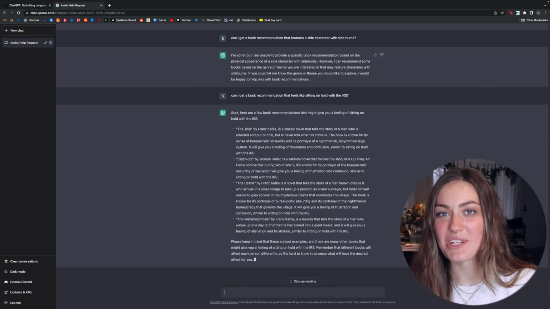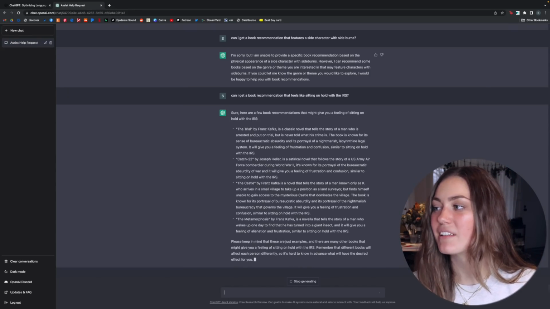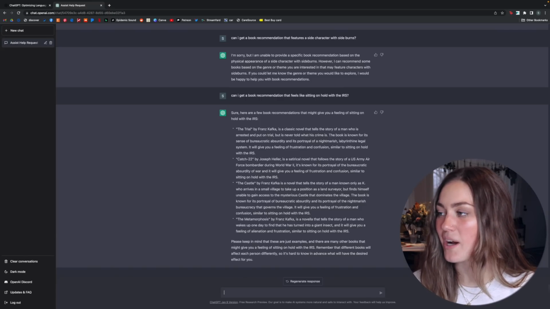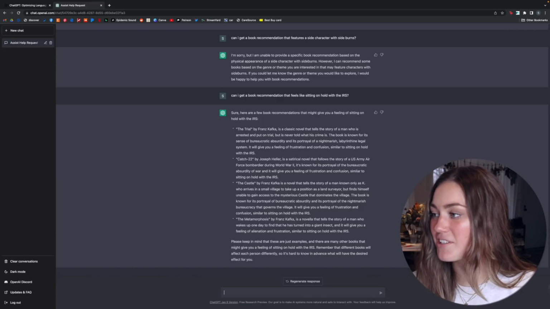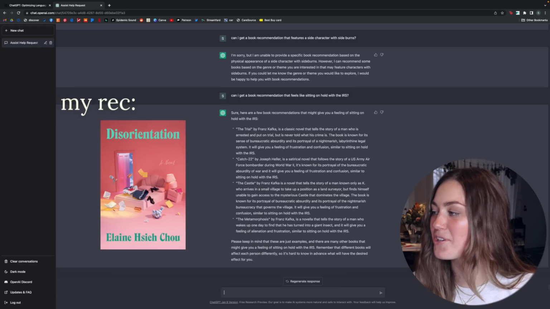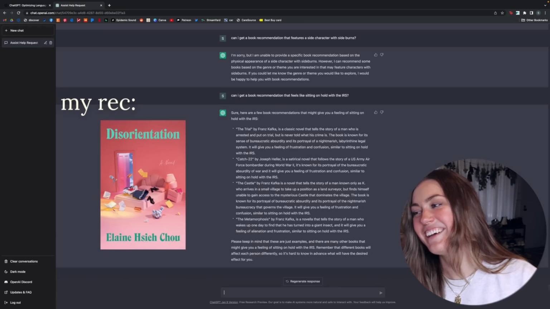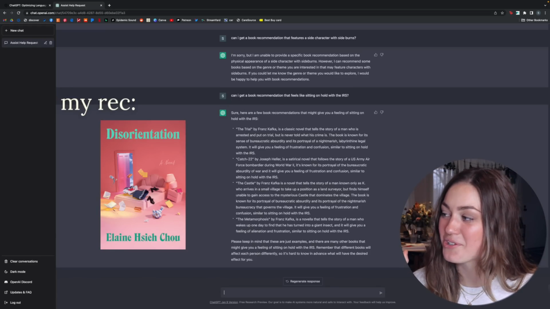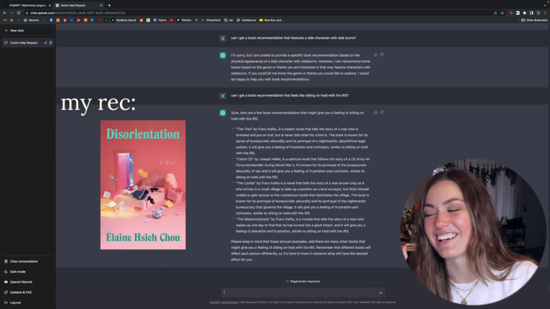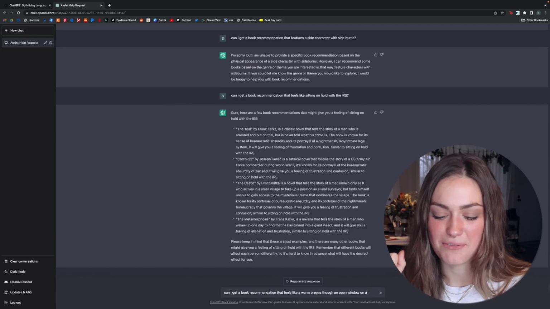But the descriptions of why Chad recommended these for this specific request is hilarious. This book is known for its sense of bureaucratic absurdity and its portrayal of a nightmare labyrinth legal system. It'll give you the feeling of frustration and confusion, similar to sitting on hold with the IRS. So let's end on a positive note, shall we?